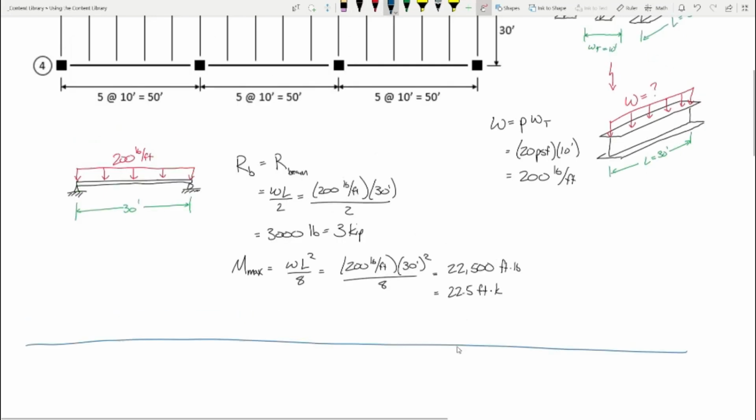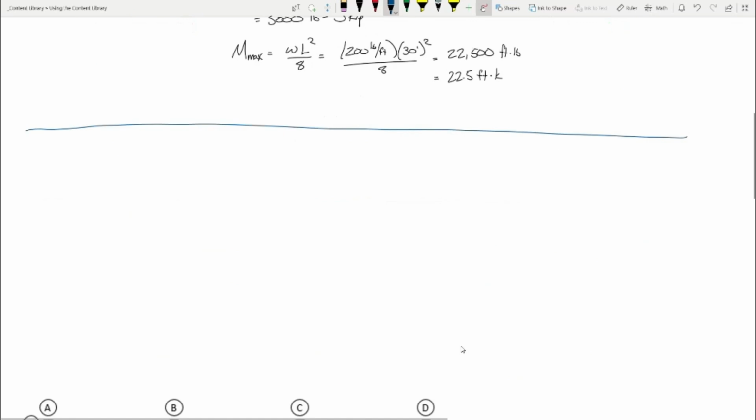All right. So now let's look at the girder. And the girder that we chose was C2D2.